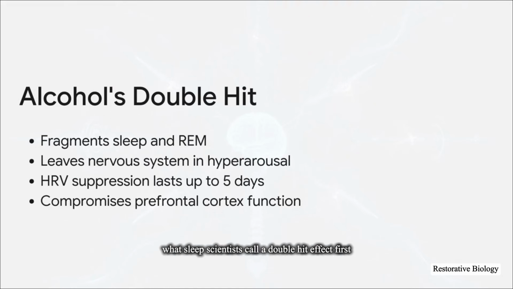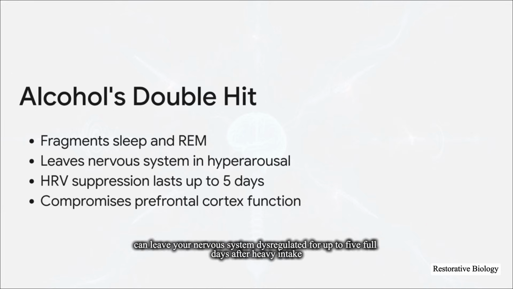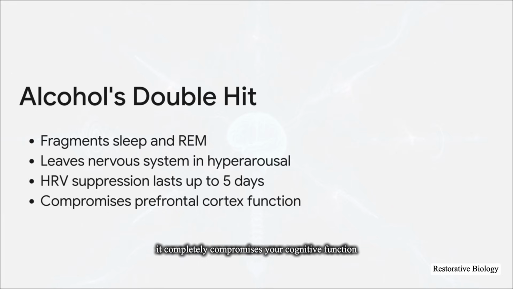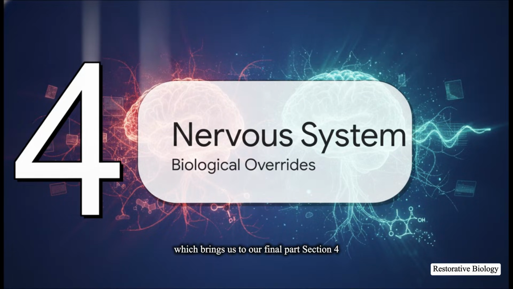This creates what sleep scientists call a double hit effect. First, you get the immediate chemical destruction of your sleep architecture. It suppresses your REM sleep and heavily fragments your rest. But second, it causes a lingering autonomic hangover. Wearable data proves this suppression of your HRV can leave your nervous system dysregulated for up to 5 full days after heavy intake. It completely compromises your cognitive function, your longevity, and your emotional resilience long after the alcohol has actually left your bloodstream. Which brings us to our final part, Section 4.